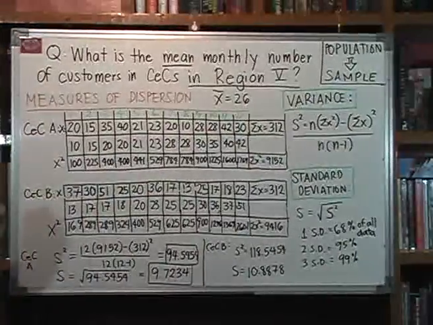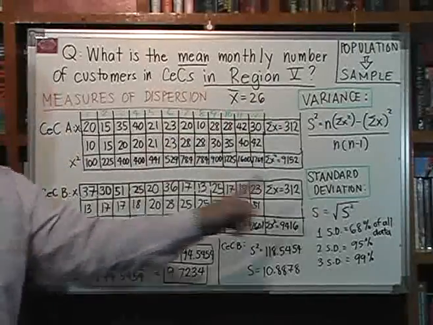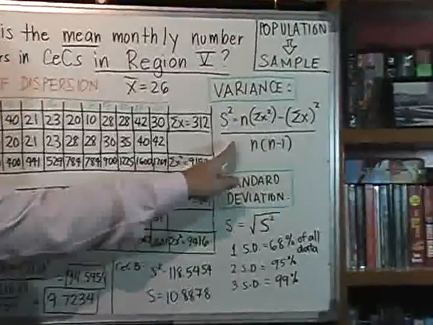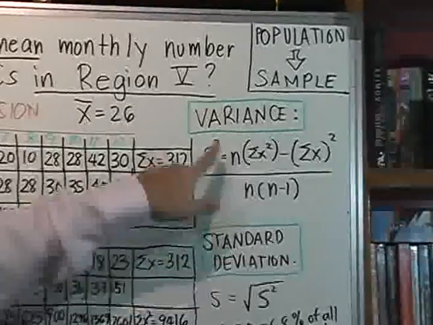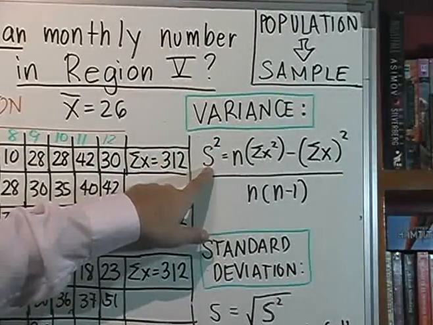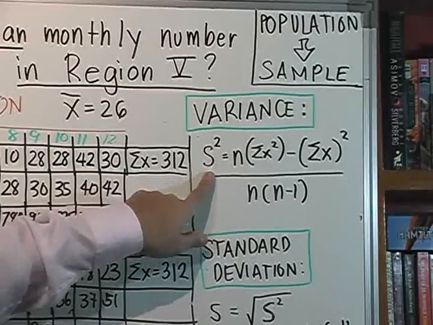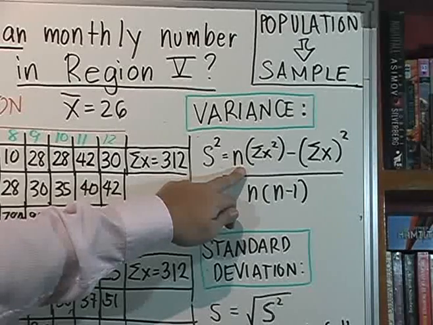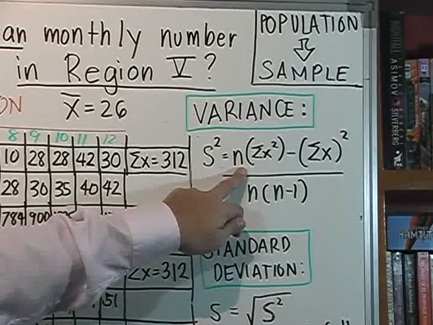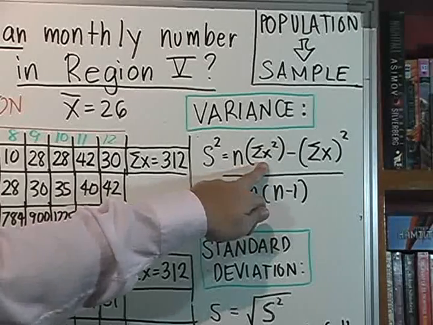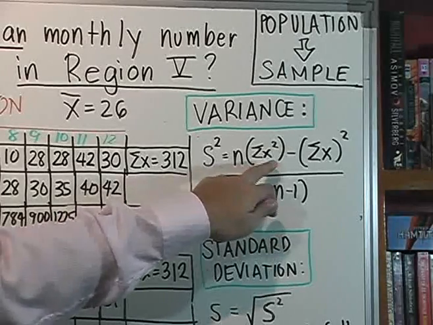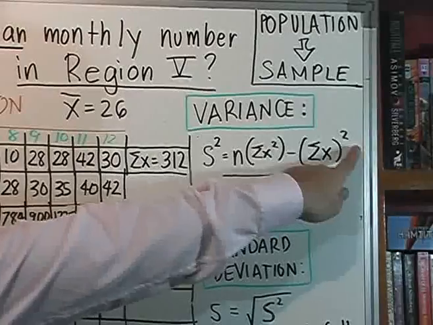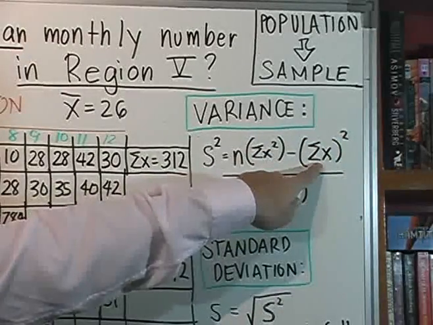So we use two formulas. The first one is variance, and the second is your standard deviation. In computing for variance, we use this formula. Variance is also denoted as S squared. So in computing for your variance, you multiply the number of observations by the summation of the squared observations, and then you subtract from that the square of the summation of observations.